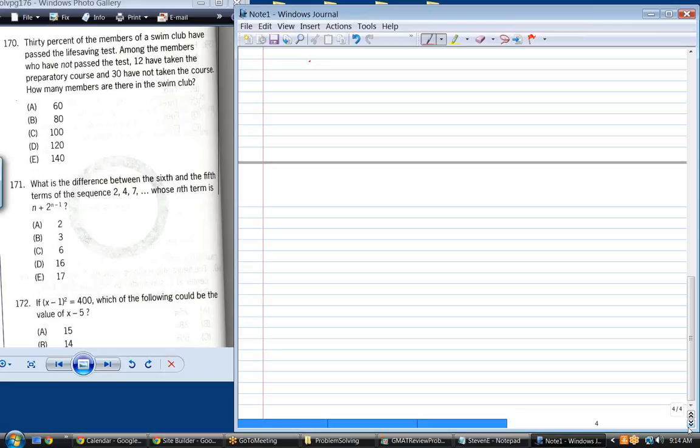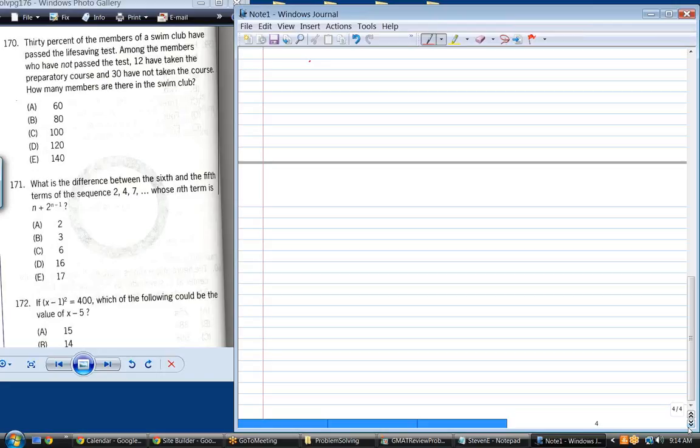Okay, so 70% have not passed the test. So 30% pass, 70% not. Among the members who have not passed the test, 12 have taken the preparatory schools and 30 have not. This has a signature on it, which is a very simple final question that immediately tells me this should be a back solve.